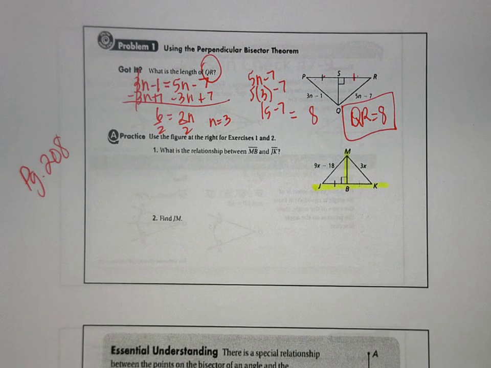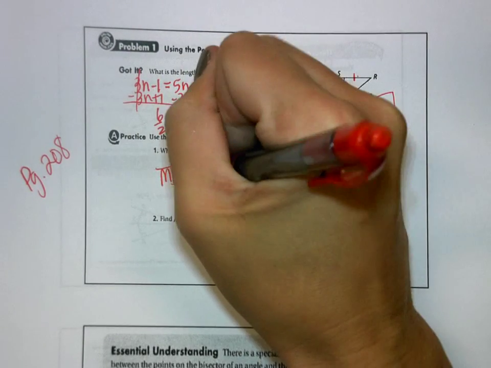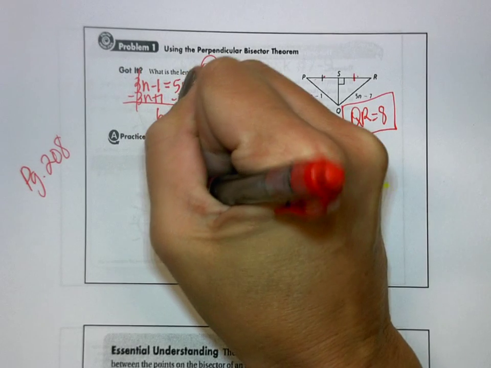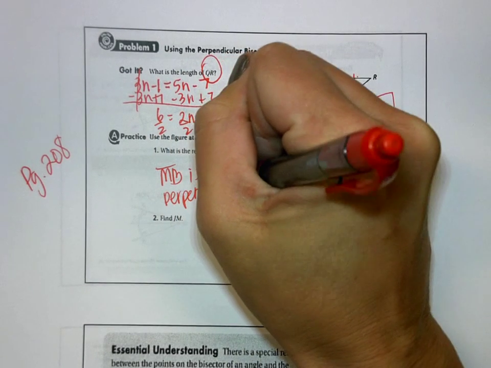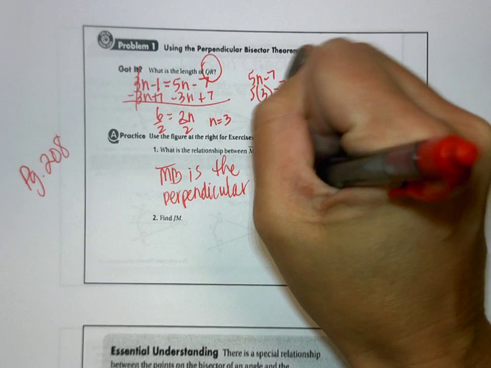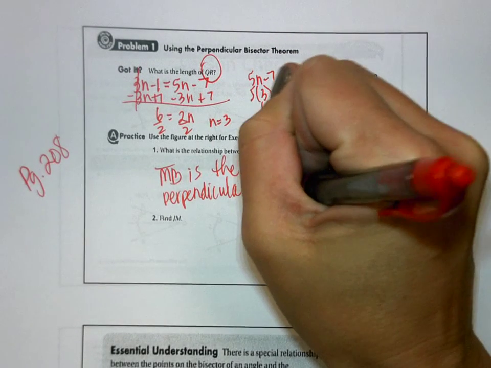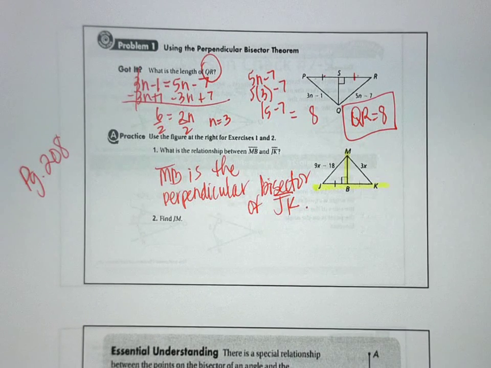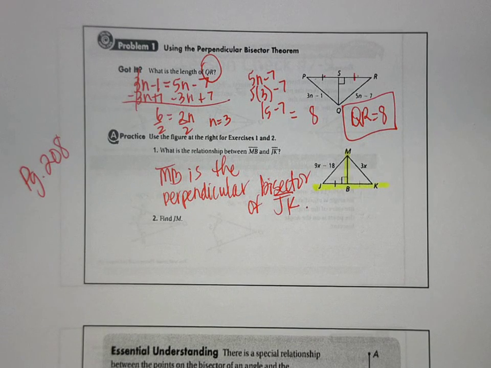Does somebody want to tell me what the relationship is? Carlos, thank you. Good. So line MB is the perpendicular bisector of line JK. All right, and number 2 says find JM. So I'd like you to do that. Find JM. Once you get the answer, you should be able to show me on your fingers.